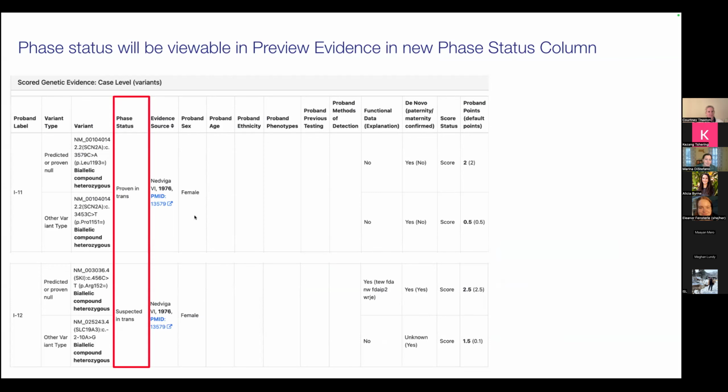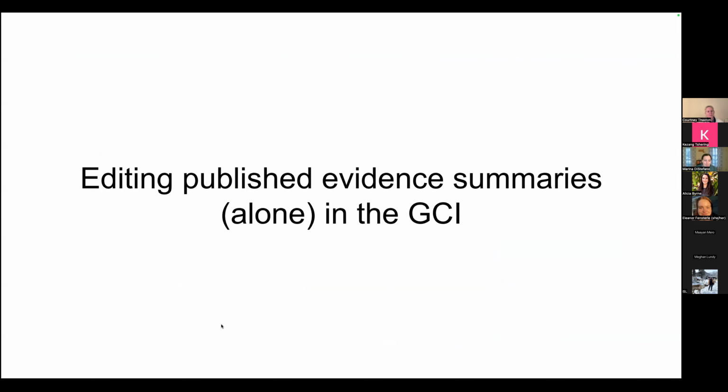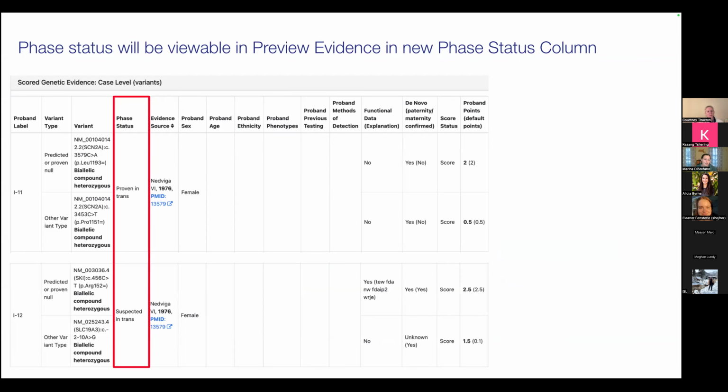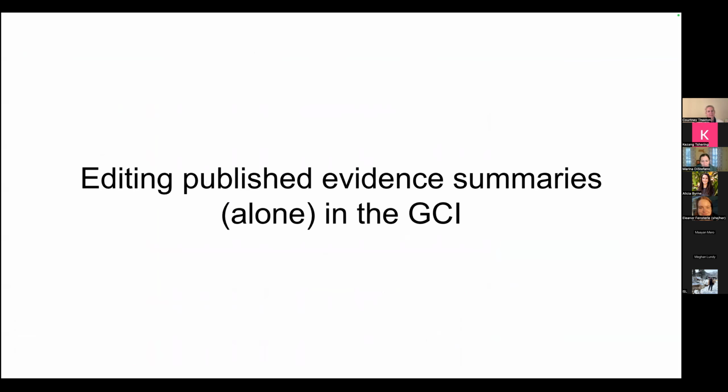And here's the phase status viewable in the preview evidence summary, proven in trans, for example, for these two. And now we have a nice bold biallelic compound heterozygous, which is also nice. And for the second individual, suspected in trans, also a nice bold biallelic compound heterozygous. So that is phase, and that of course will also show up on the website. This is just an example from the GCI, but this will show up on the website too. It makes it a little bit easier to look at cases with multiple variants and figure out the phase. Any questions about that?